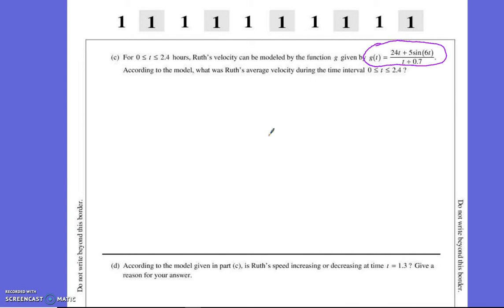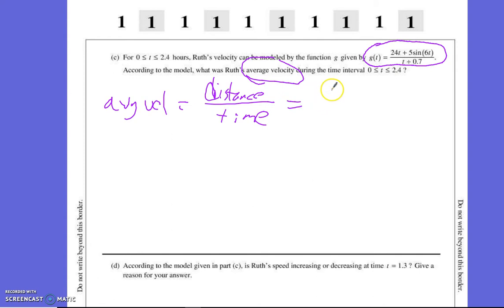So this is interesting. What you want to do is take the total distance traveled divided by time, right? Because average velocity is distance over time. Well, we already said that the distance is an integral, so let's say it's going to be the integral of g from 0 to 2.4. That's how we find the distance. And then how much time has passed from 0 to 2.4? 2.4.